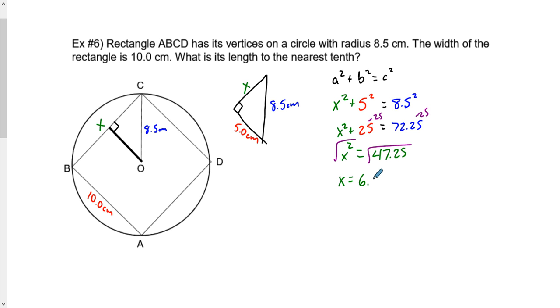X would be 6.87, but that X is improperly labeled. That'd be that side. We need to find out what the entire side is. What we just found out is we only found out what is that part. So obviously, multiply by 2. And rounded will be 13.7 centimeters.